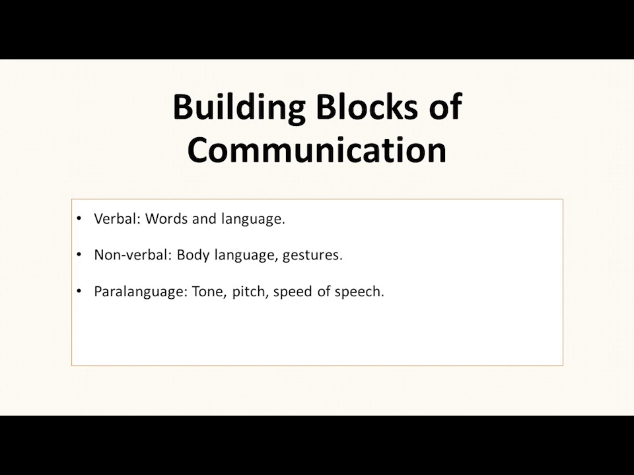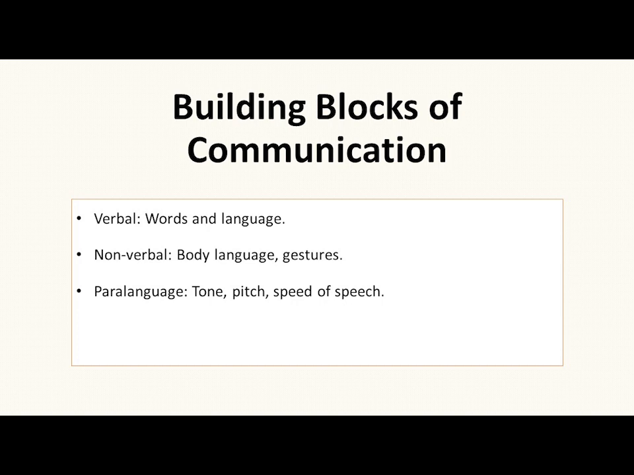So the first block is verbal communication. This is all about the words we use, how we say them, and the language we choose. It's what you are hearing right now as I speak to you. Paying attention to pronunciation and language is very important here.